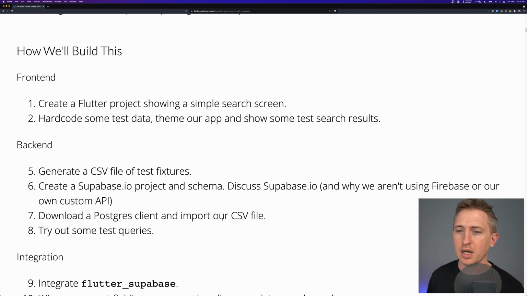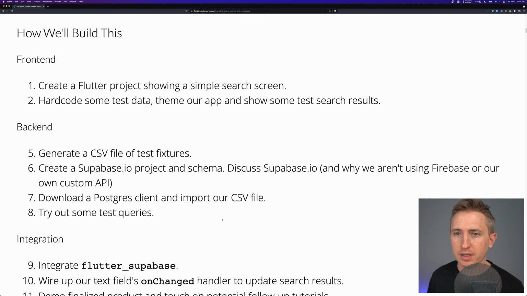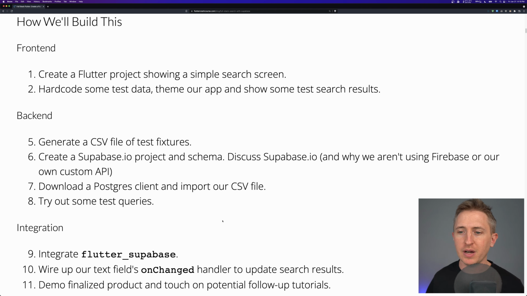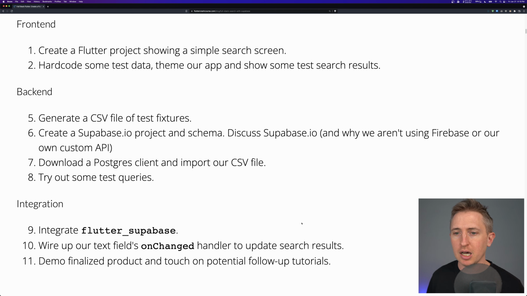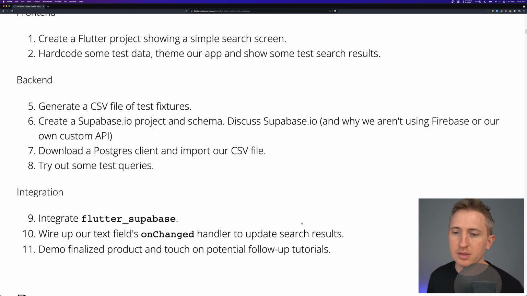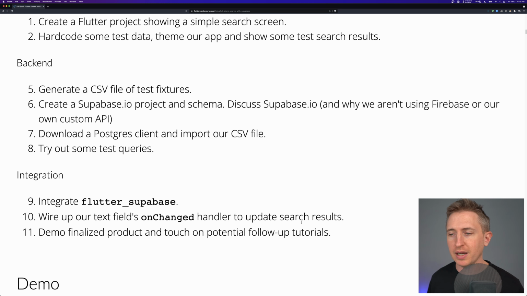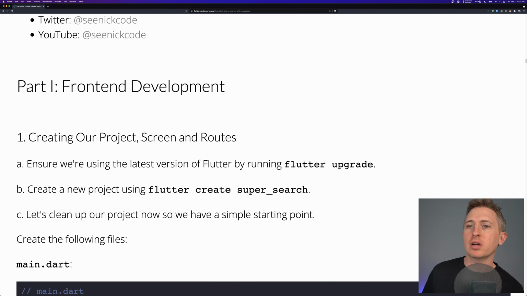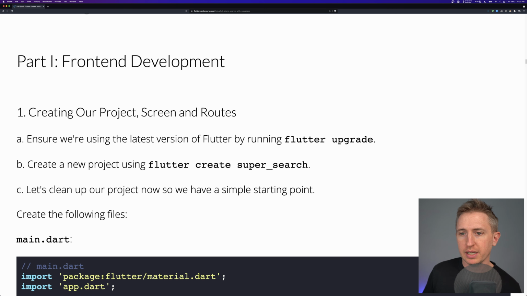So we'll touch on that. And we're going to try out some test queries. So that's the backend. And finally, we're going to integrate it all. So we're going to integrate Flutter and Supabase. We're going to wire up the text field's onChanged handler to update the search results, and I'm just going to demo the finalized result. Okay, so let's get started here on creating our project, our screen, our routes.